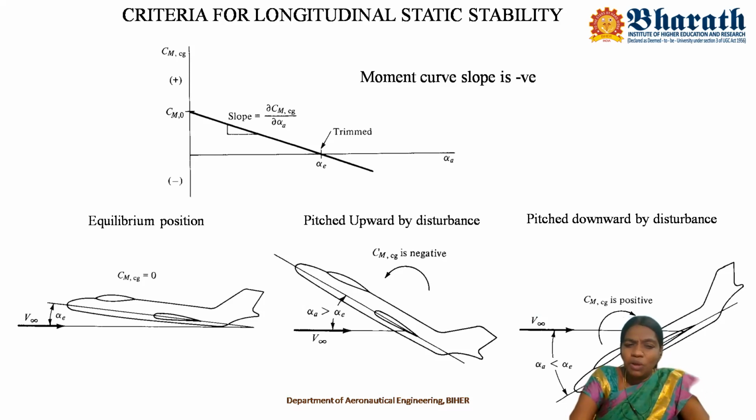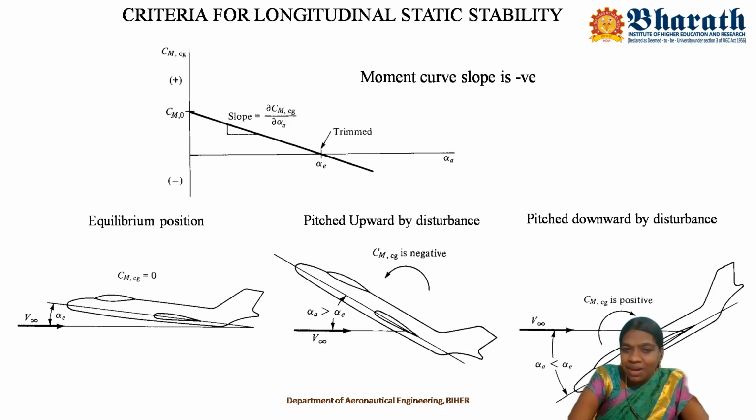And let us consider, because of some disturbance, the aircraft is pitched upwards. So when it is pitched upwards, it actually means the absolute angle of attack during this condition is greater than the trimmed angle of attack. Now go to the plot. So look at this. When the angle of attack is greater than the trimmed angle of attack, how about your CMCG? It falls in the negative y direction.